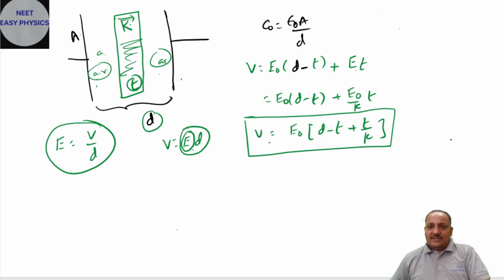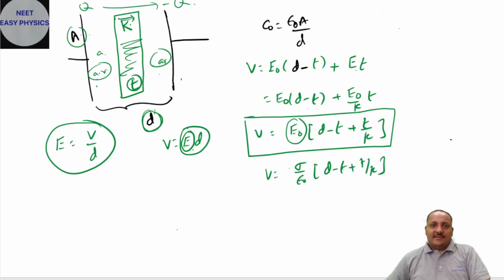So in the previous class we discussed what the electric field is in between these two plates, when the plate separation is D and the area is A, one positively charged and one negatively charged. Do you remember what we got? Sigma by epsilon naught, D minus T plus T by K.